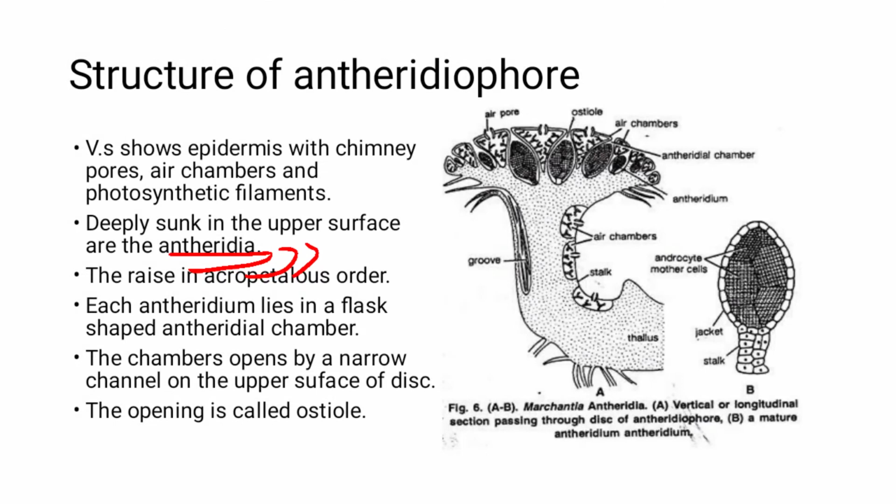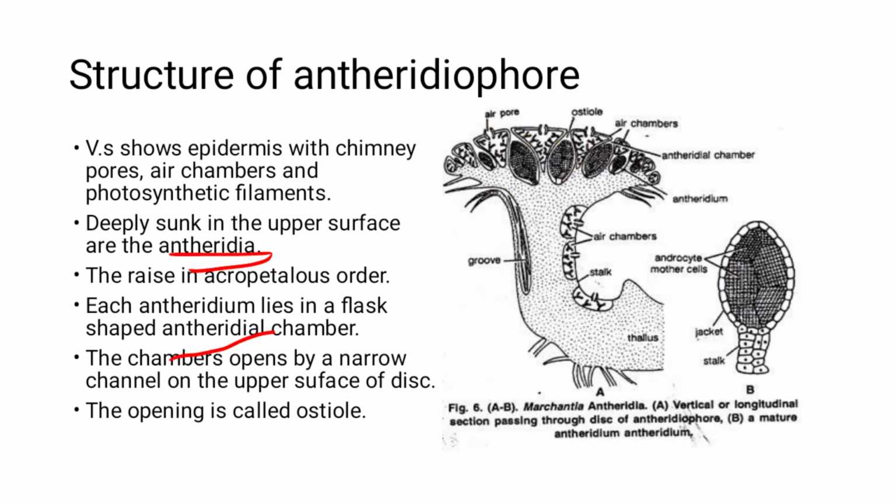So when we take the vertical section of the antheridiophore, the outermost layer is the epidermis. Epidermis is single layered and discontinuous because of the presence of the air pores or chimney pores. Just below the chimney pores or the epidermal region, there are a number of air chambers, and on the basal surface of the air chambers are a number of photosynthetic filaments which help in photosynthesis and produce oxygen, and to exchange this oxygen and carbon dioxide, air pores are present.